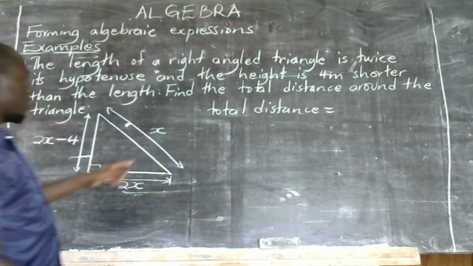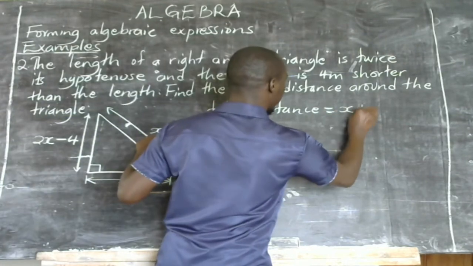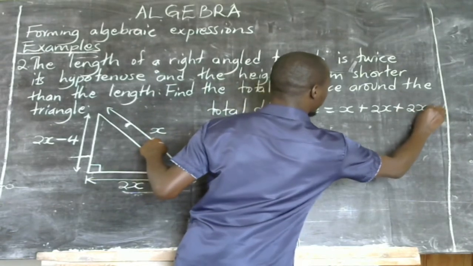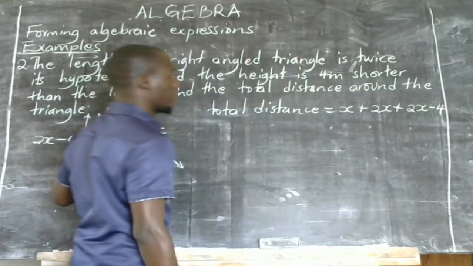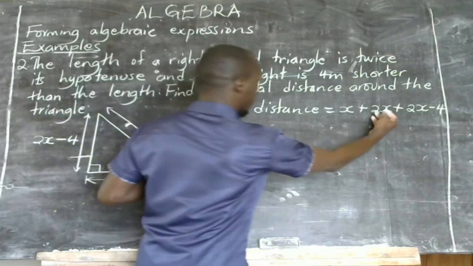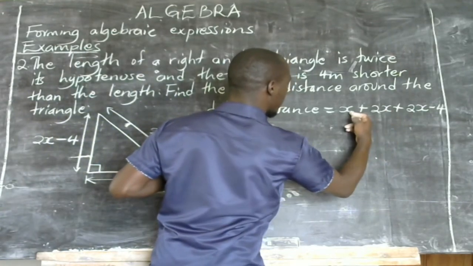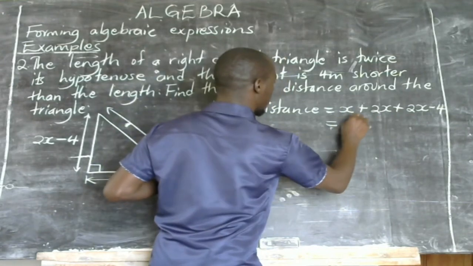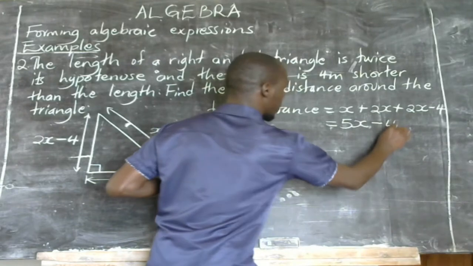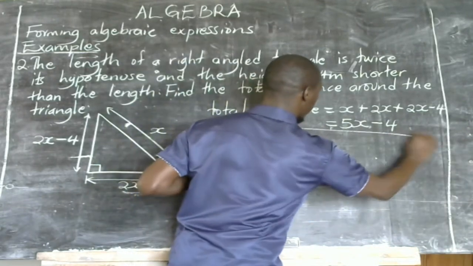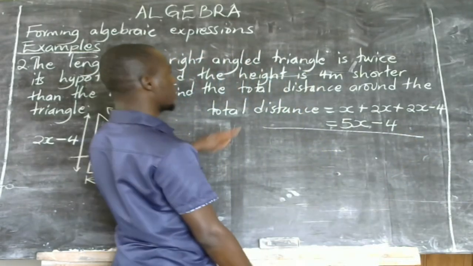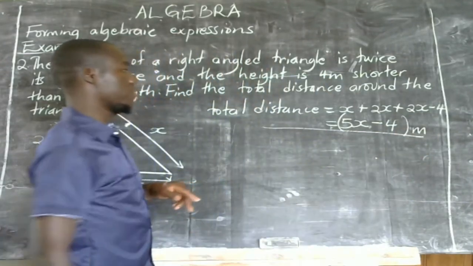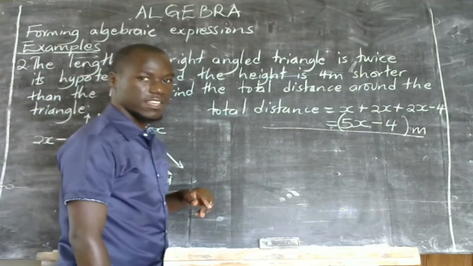Total distance is going to be equal to x plus 2x plus (2x minus 4). These ones are like terms, the x terms. So when I add them, I'm going to have 5x minus 4, and this is the total distance. The 4 here had units of meters, so I'm going to give it units of meters there.